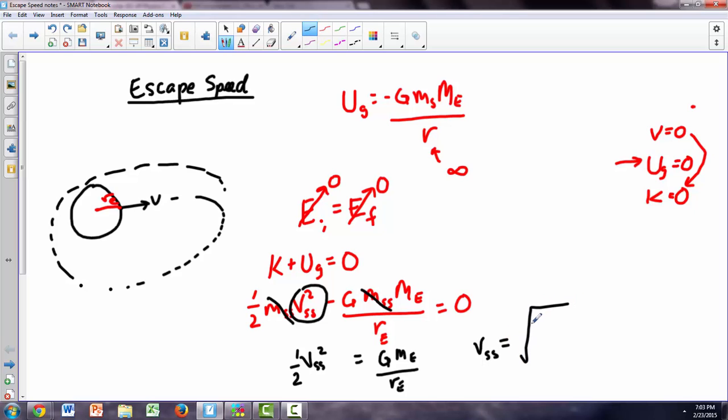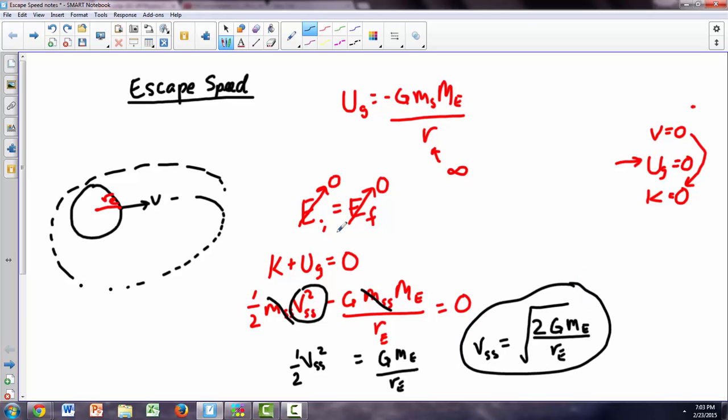And I get the square root. I have to multiply both sides by 2. So the speed equals the square root of 2 times the universal gravitational constant times the mass of the Earth divided by the radius of the Earth. And that's an expression called escape speed.